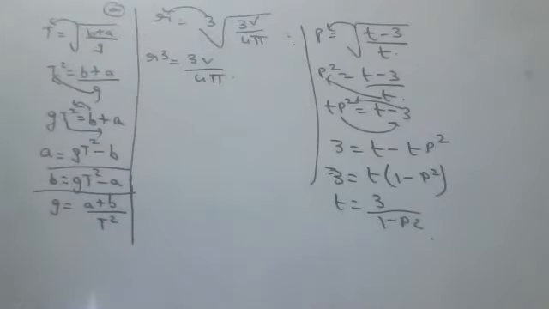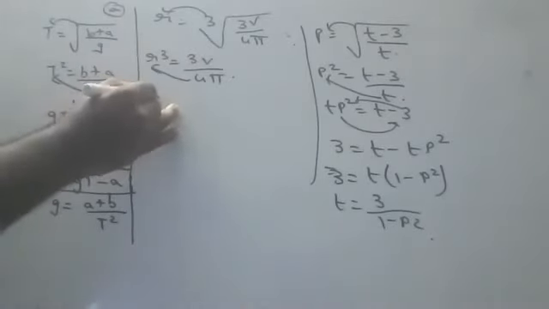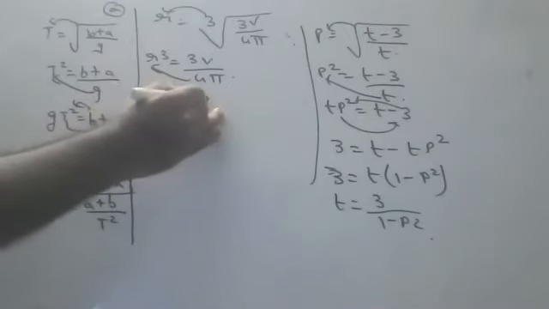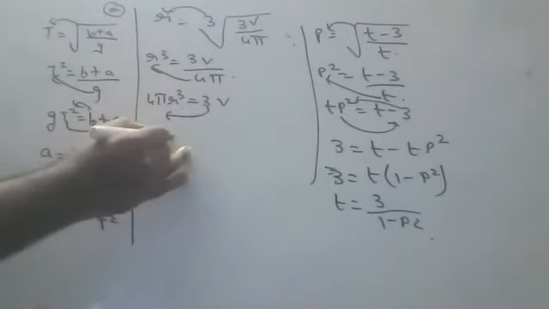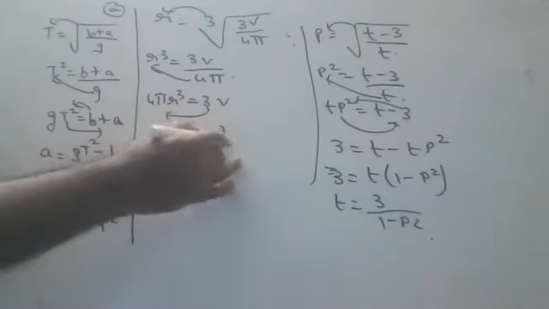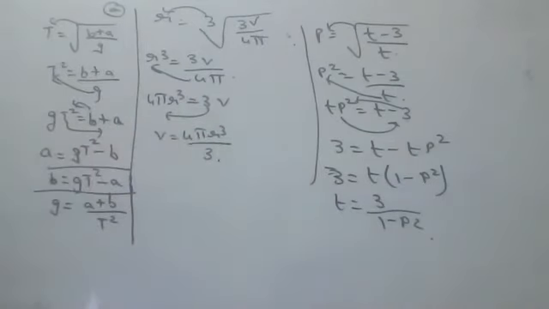Now, what are you making the subject? V. Then we should take 4 pi up. Then it becomes 4 pi R cube is equal to 3V. Then take 3 down. Then it becomes 4 pi R cube by 3 is equal to V. Okay, fantastic. Then, Yashasvi, you are asking me just now?